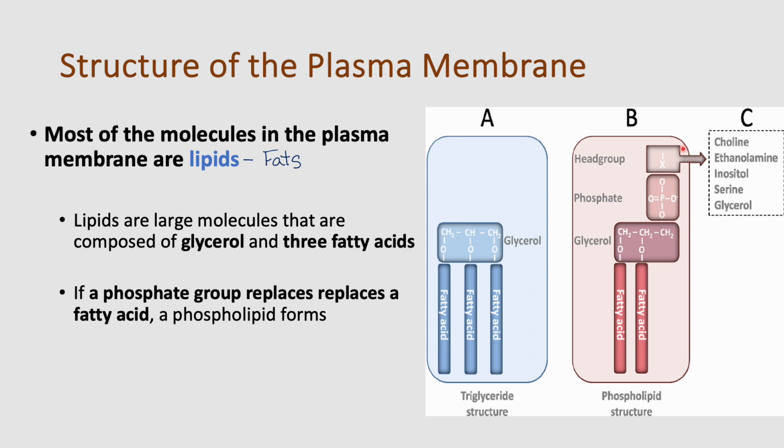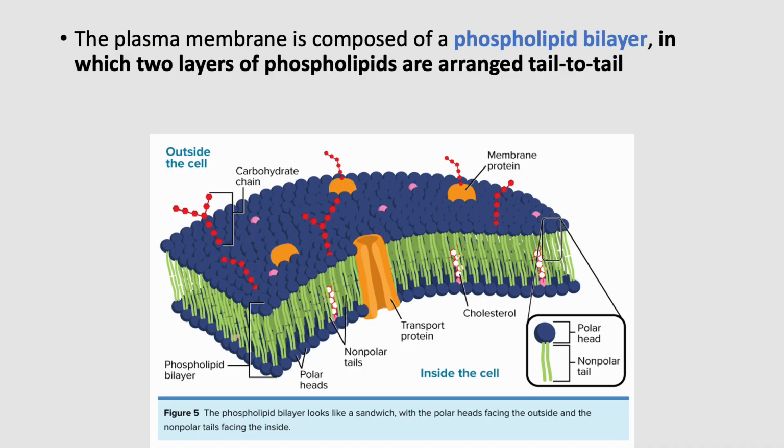Now, in our phospholipid, you can tell that a phosphate group right here is added and replaces one of the fatty acids. So we have a phosphate head and two fatty acid tails when we look at the structure of our phospholipid. The plasma membrane is composed of a phospholipid bilayer, and this word bi refers to two. In this phospholipid bilayer, two layers of phospholipids are arranged tail to tail. This means the heads point outwards towards the watery environment, and the tails are pointed towards the middle.